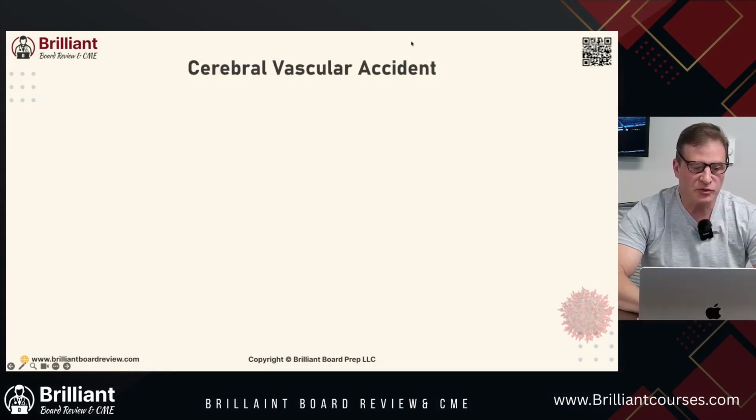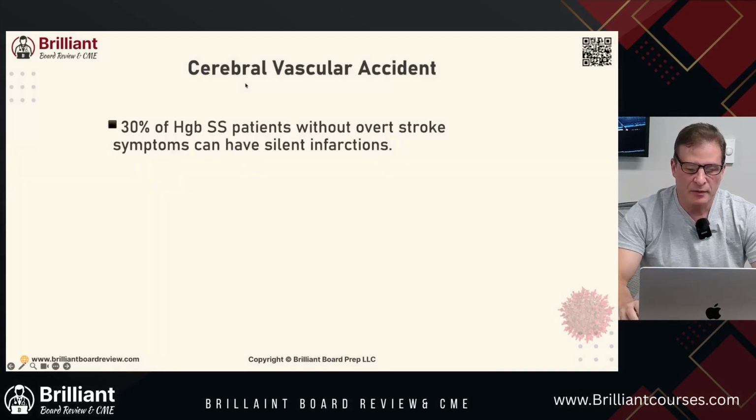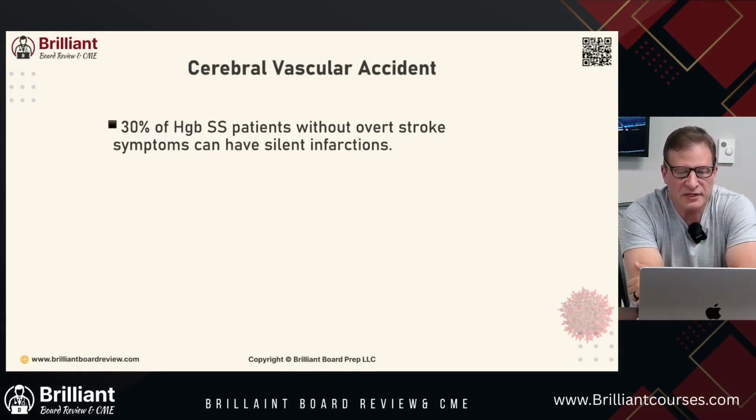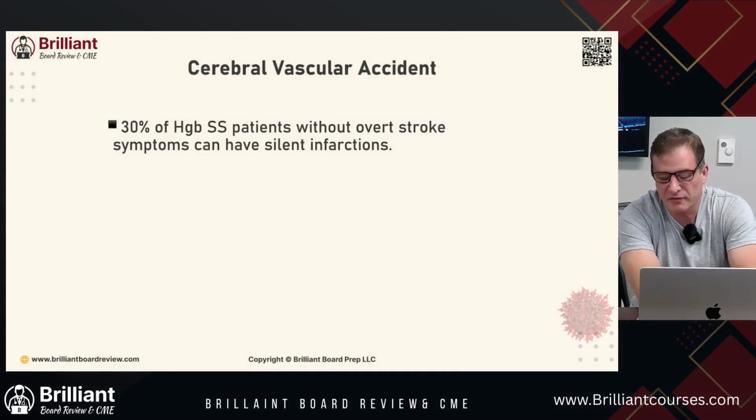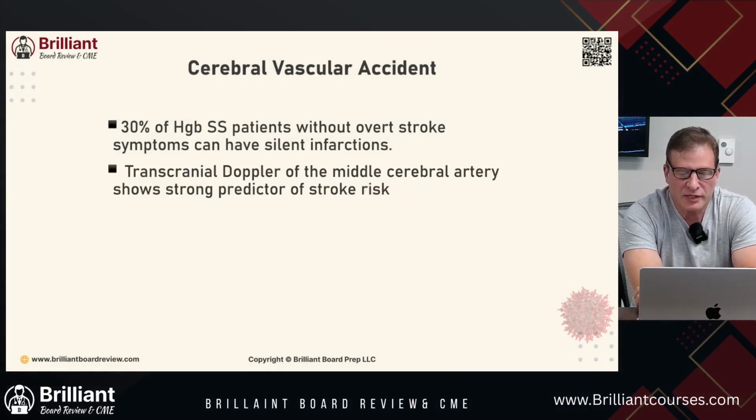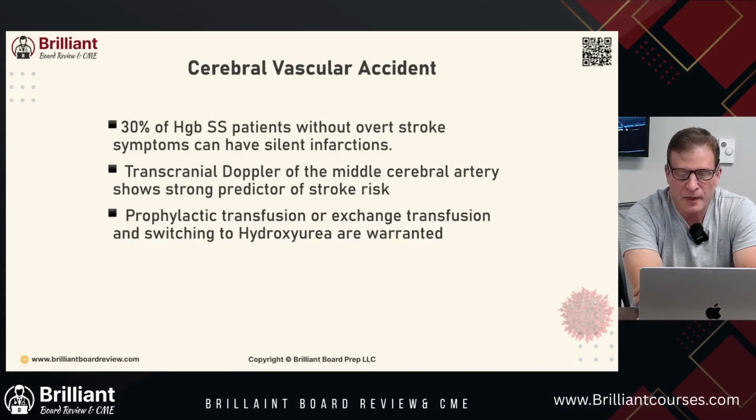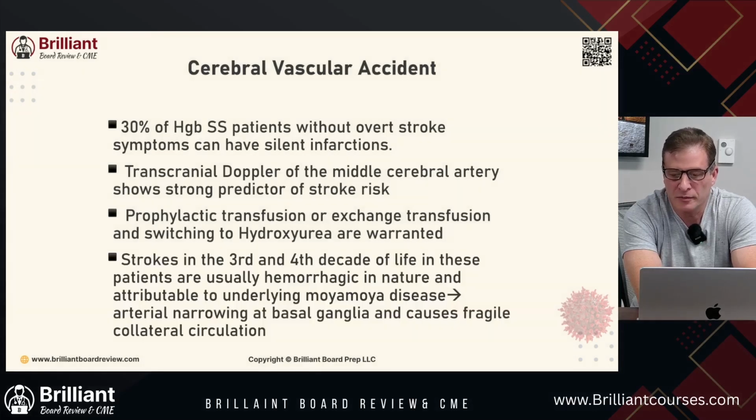All right, let's talk about cerebrovascular accident. 30% of the hemoglobin SS patients, the sickle cell patients without overt stroke symptoms, can have silent infarcts. Transcranial Doppler of the middle cerebral artery shows a strong predictor of stroke risk. Prophylactic transfusion or exchange transfusion and switching to hydroxyurea can be warranted.